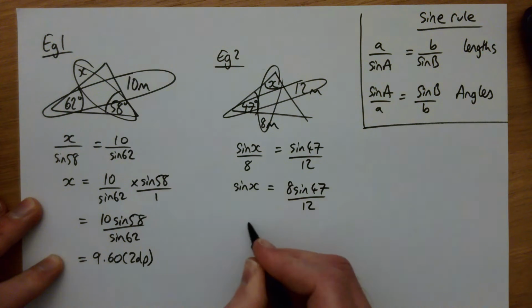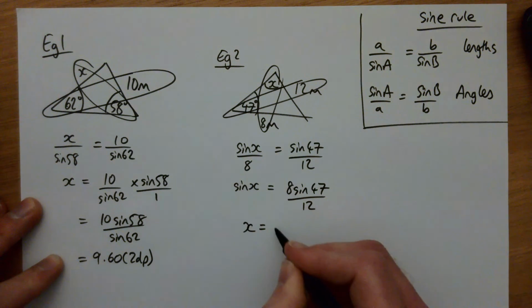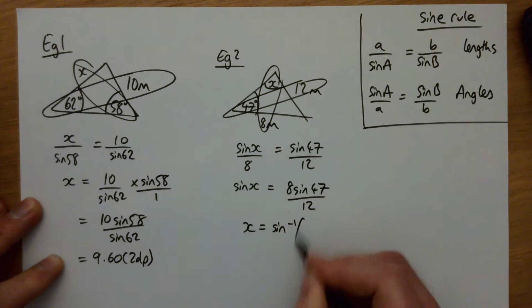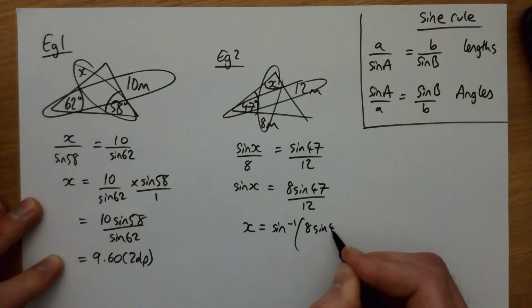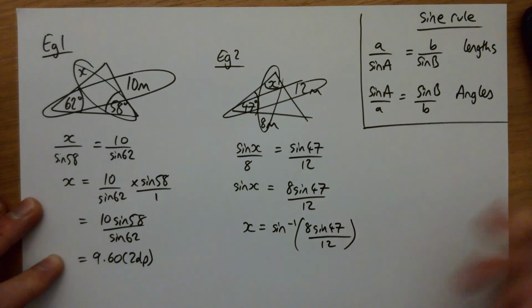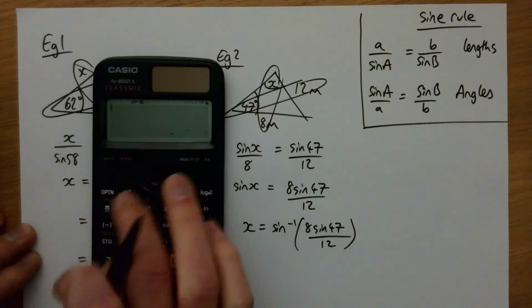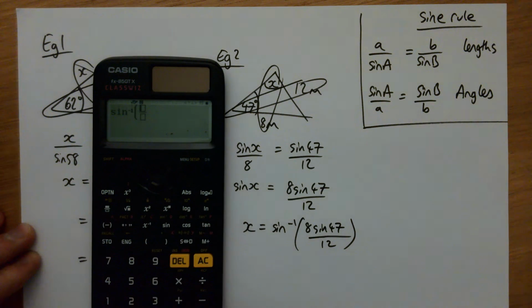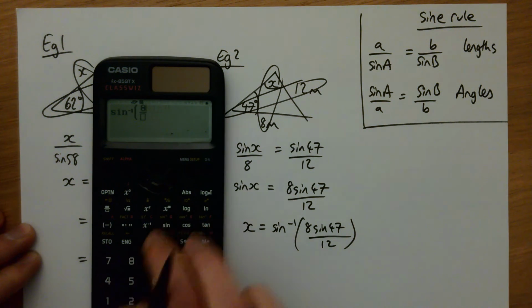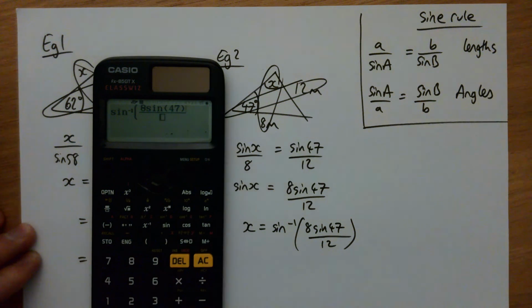But to work out x, we need to do the inverse of sine, so we're going to do shift sine on our calculator and then just type this in and it will tell us what it is. So if we do shift sine, and then we're going to do 8 sine 47, closing the bracket, over 12, right arrow, close the big bracket, and then let's write that out to something sensible. So 29.18 degrees to 2 dp.